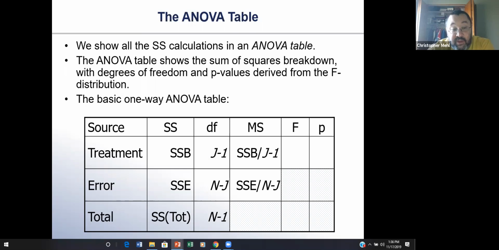All of the information that we're going to derive from an ANOVA is going to be given in the ANOVA table. This basic ANOVA table looks exactly like the one from your regression output previously, and it is the same ANOVA table. All of our calculations can be captured in this. It's going to show us our sum of squares breakdown, the degrees of freedom breakdown, the mean sum of squares, and the mean sum of squares is simply the sum of squares divided by its degrees of freedom, and the F statistic and the p-value associated with the F statistic for the particular F distribution that we're using.